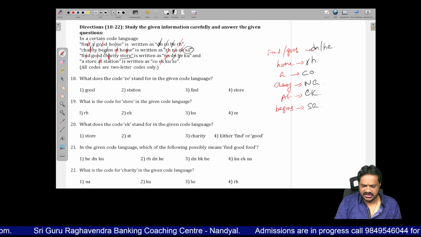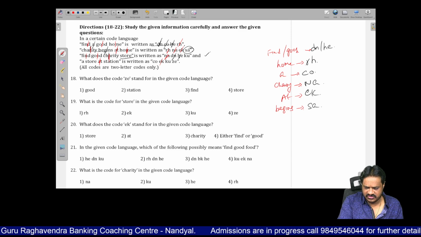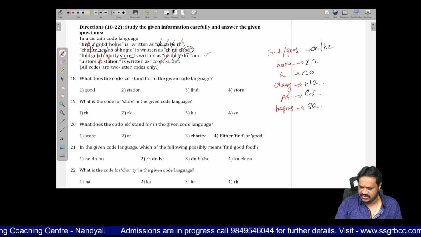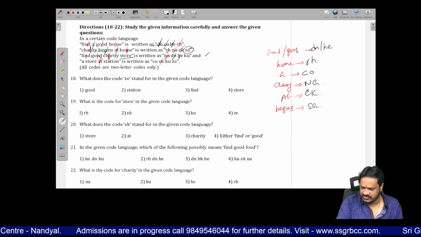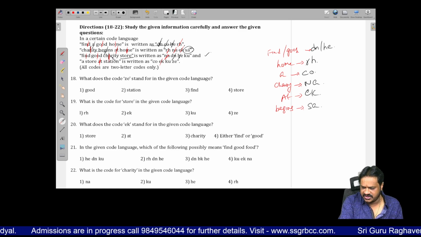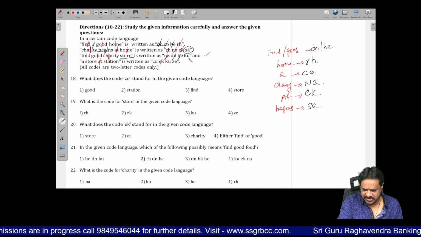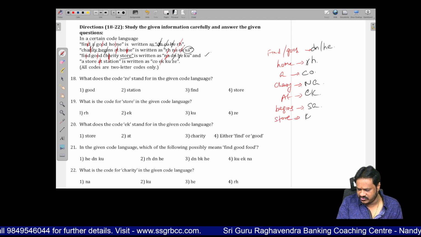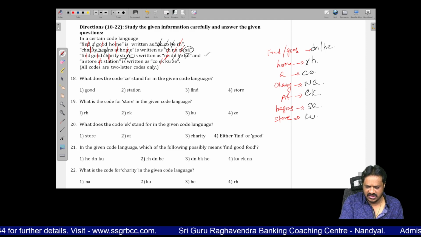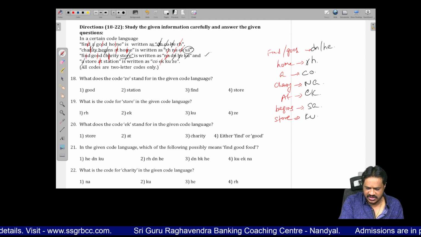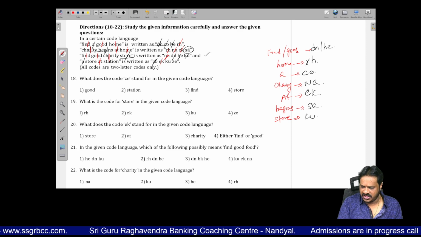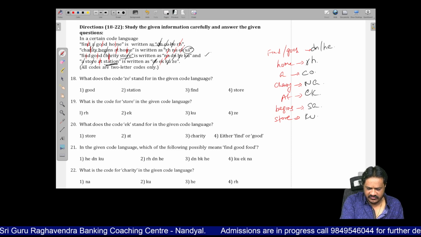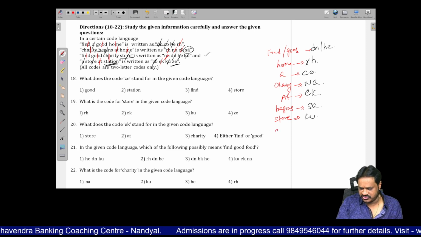Okay, this sentence is over. This is also over. Now come to the third sentence. Find good charity store. Find good is already over. Find good means either DN or HE. Then charity means NA. Now store is left, KU is left. So store code is KU. Come to the last sentence. A store at station. A means CO. At means EK. Now store means KU. We are left with only one thing, station, ZE. Station code is ZE.